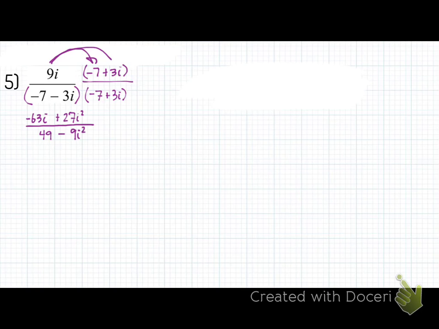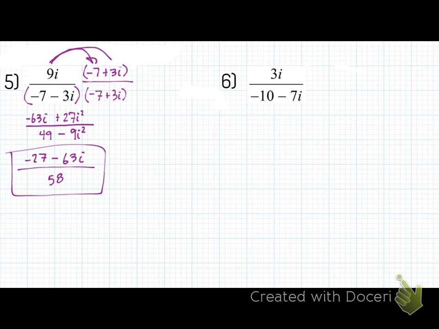Do not fix your boards. Here we go. So you should have realized that 27 times i squared is negative 27, right? Do you all agree? I'm going to put that first here. And then bring down negative 63i. Because isn't this a complex number? Don't I put the real part first? You see that? Okay. And then what's negative 9i squared really equal to? What's negative 9 times i squared? Positive 9. So 49 plus 9 is 58. Okay?